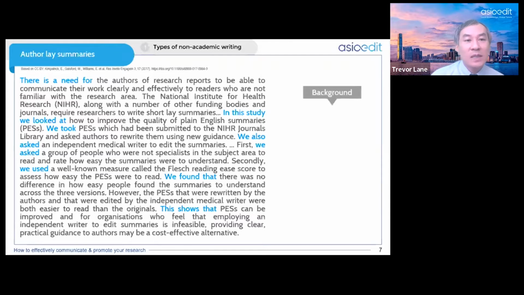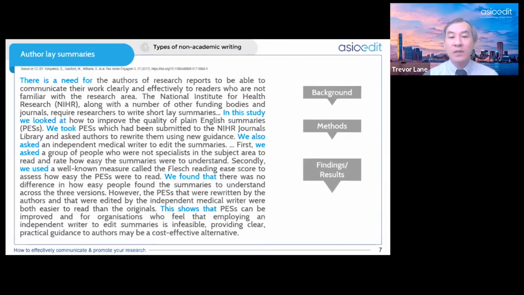For the blue words, we can see there is a need for, so that's about the background and aim. The methods: in this study we looked at, we took, we asked. You wouldn't see took or asked in an academic version of an abstract, so the authors here really have used everyday versions of those words. We found that, so that's a clue, it's the findings or results. And this shows that is going to be the conclusions and interpretation. So put some clues in. There aren't any subheadings like a structured abstract, but there are key words like in the study, we asked, we found, and then the reader will again know which part of IMRAD you're talking about.